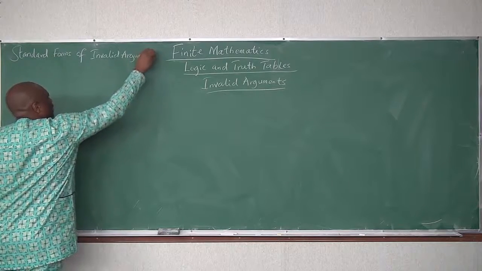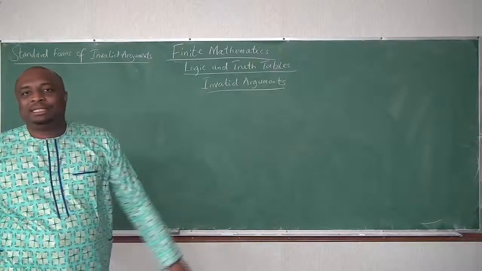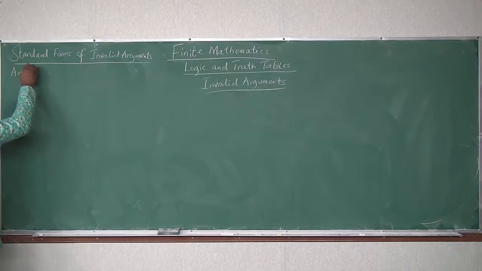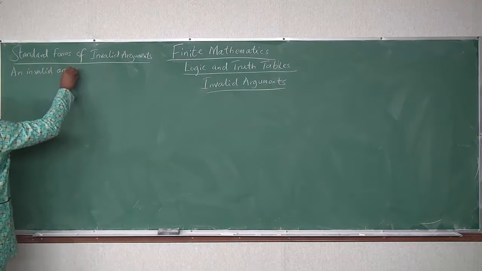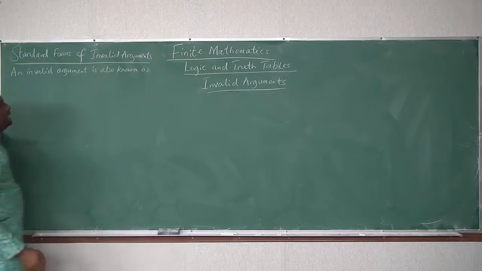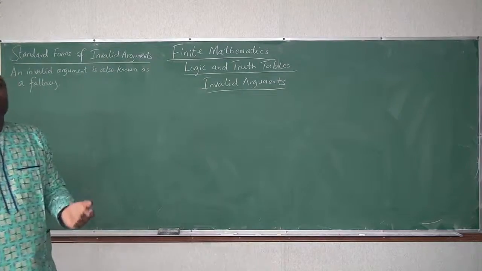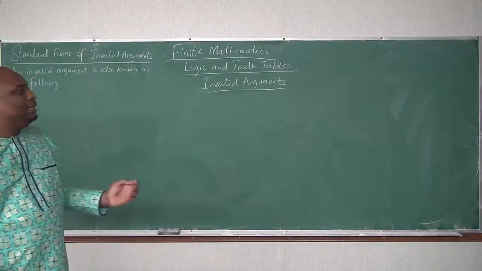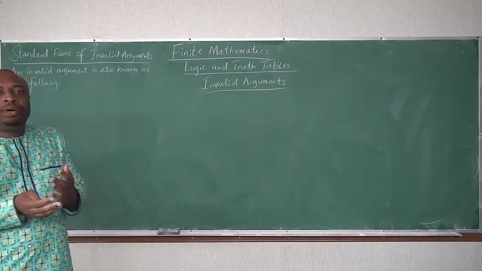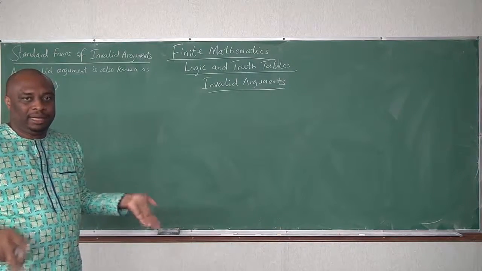In the video immediately preceding this one, we said that an invalid argument is known as a fallacy. It is an argument that is not valid. The conclusion does not necessarily follow from the premises. And in that previous video, I taught you a way that you could easily tell which ones are valid forms and which ones are not. So we shall also use that technique here in this video.